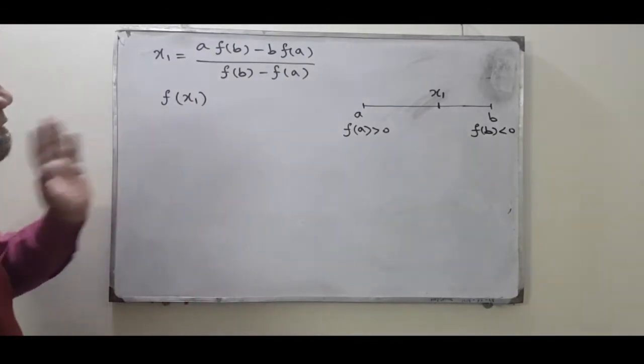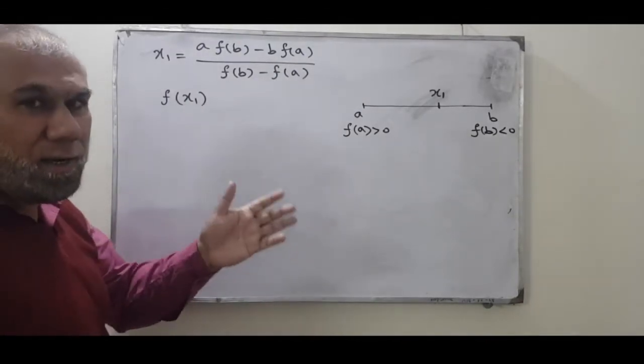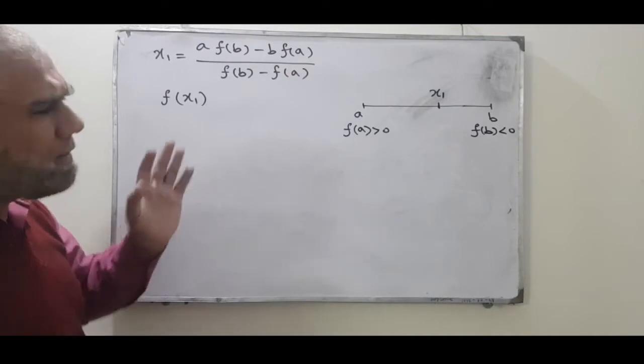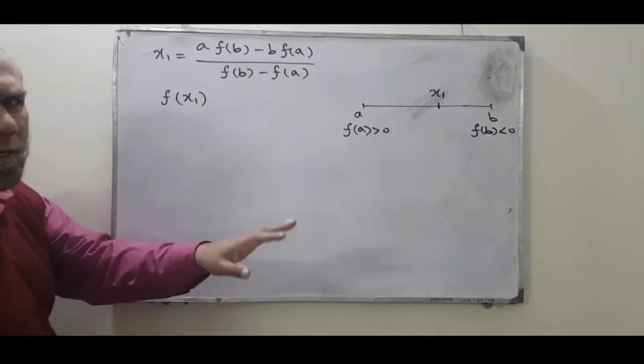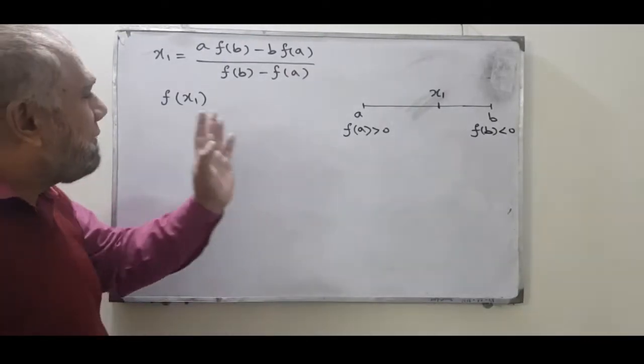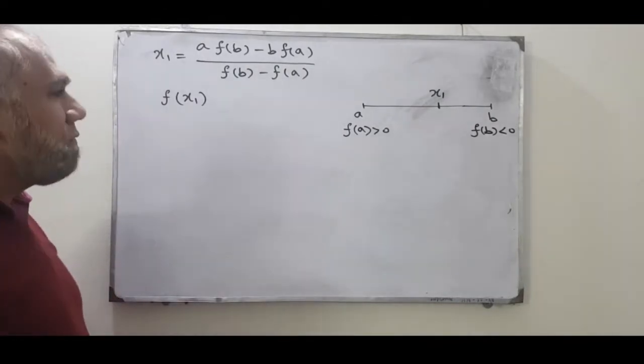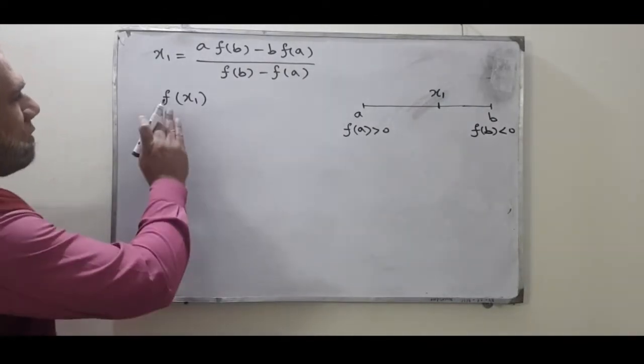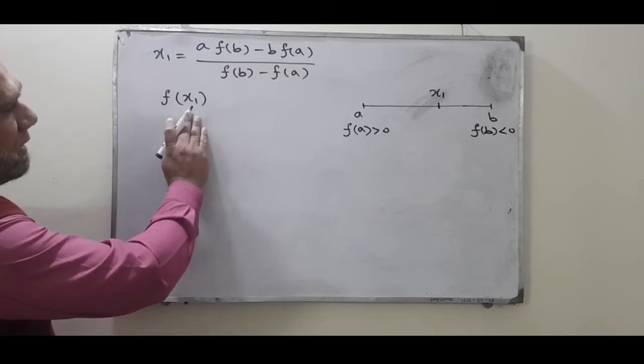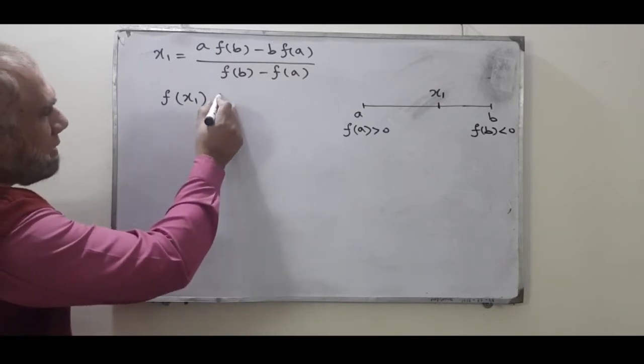Either the value of this function can be positive or negative, or it can be 0. If it is 0, you are at the root. There is no need to go ahead. But whenever it is other than 0, of course we have to proceed for a better approximation. So here f of x1, for the time being, we assume is negative.